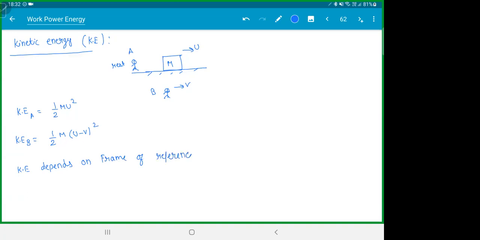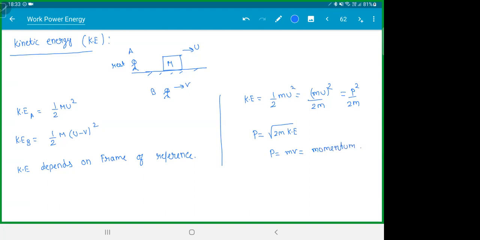So if kinetic energy is half m u square, we can write this as (m u) whole square by 2m, or p square by 2m. Or you can write p is equal to root over 2 into mass into kinetic energy. P is momentum. That's the relation between momentum and kinetic energy. Check it out. There we have all the three energies now: spring potential energy, gravitational potential energy, and kinetic energy.